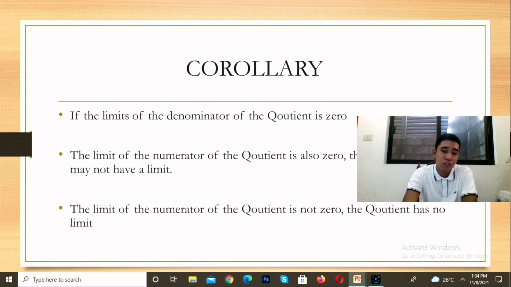We can apply the corollary when the limit of the denominator of the quotient is 0. Then, if the limit of the numerator of the quotient is also 0, it may or may not have a limit. If the numerator is not 0, it has no limit.